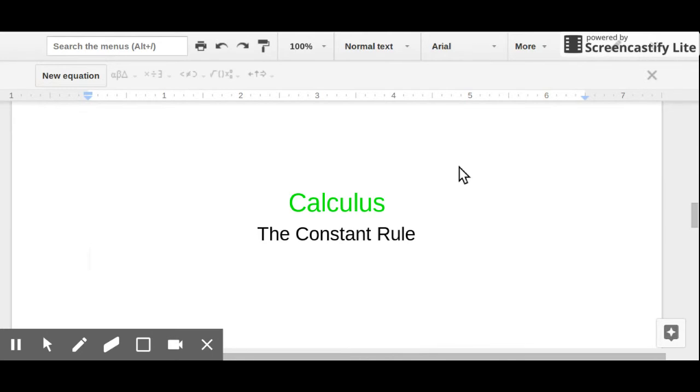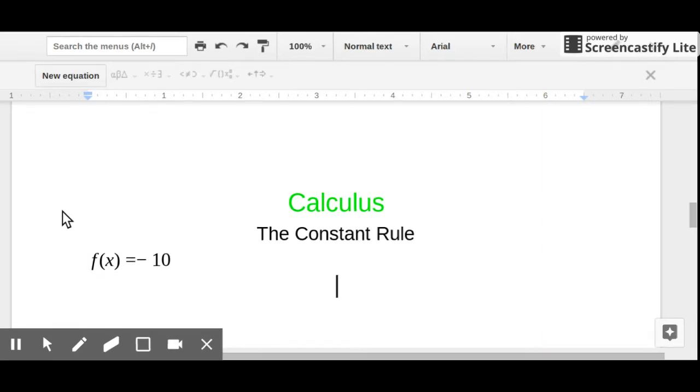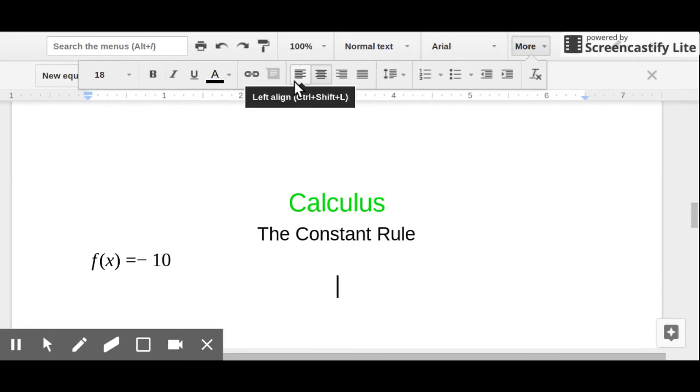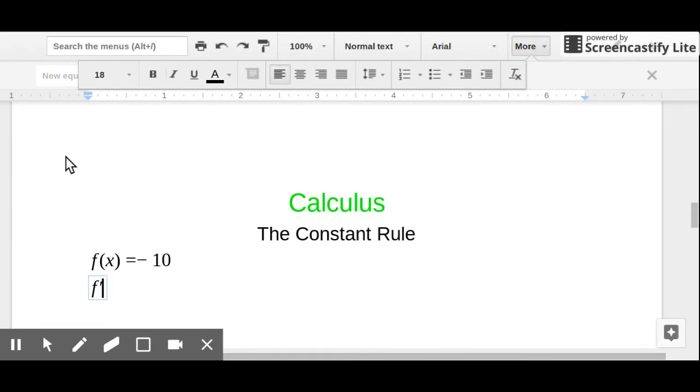We're going to look at some different types of notation, like I mentioned moments ago. So if I said f of x is equal to, let's say, negative 10, and we want to find f prime of x, remember that the derivative of a constant is 0.